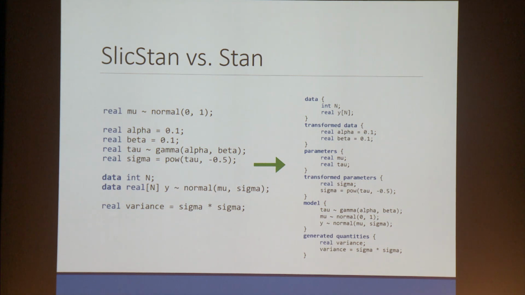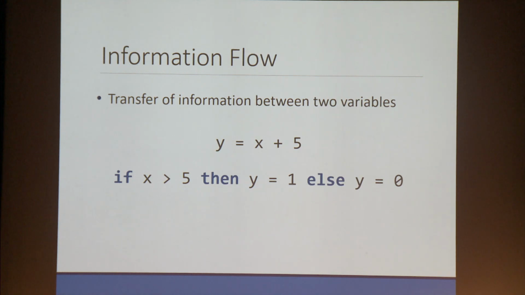And how does SlicStan work? Well, it uses information flow and information flow analysis to figure out what sort of block each variable should belong to. And what does that mean? Well, information flow is very simply the transfer of information between two variables.